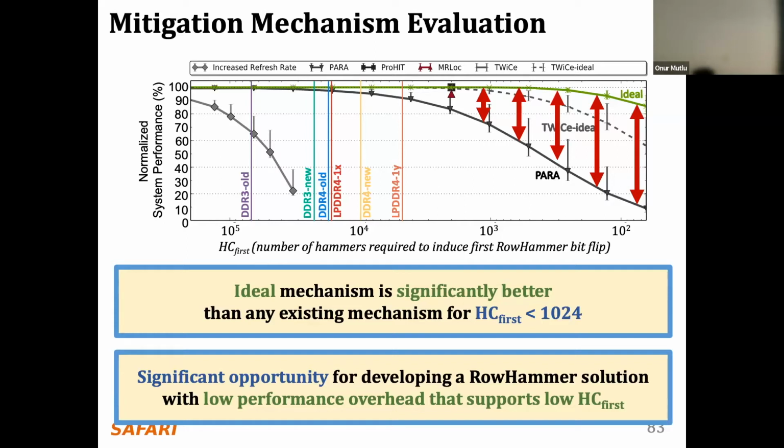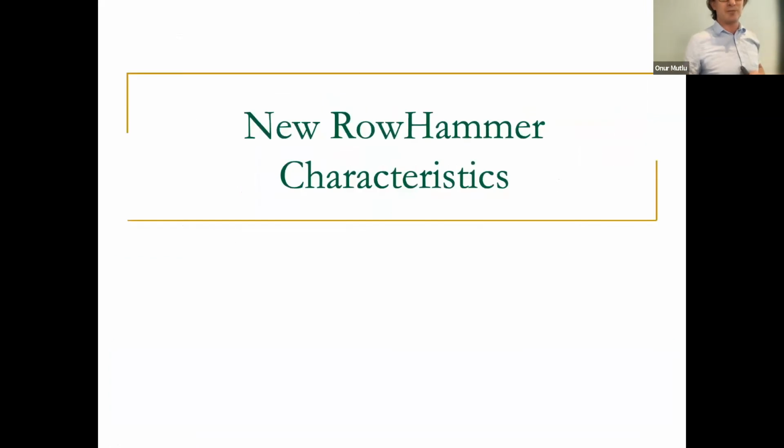So increasing the refresh rate is a terrible solution. On the y-axis, you see normalized system performance. Your system performance tanks, as you can see. Probabilistic adjacent row activation, if you want to get rid of every single bit flip, at some point becomes a terrible solution, as you can see over here. So the ideal mechanism is not bad, and this is by some definition of ideal. Actually, a really ideal mechanism would be even better, but we're far from ideal over here, as you can see. So this paper showed that there's a lot more to do, essentially.